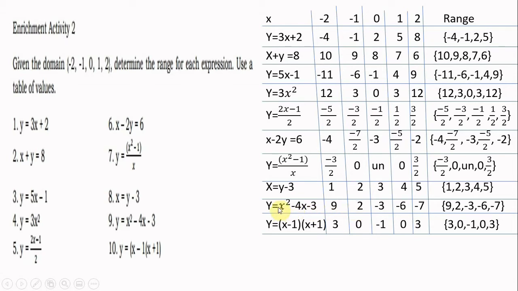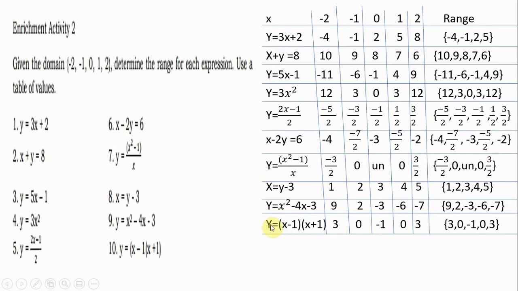When your x is 0, this is 0, this is 0, it equals negative 3. When your x is 1, 1 minus 4, that's negative 3, negative 3 minus 3, that's negative 6. When your x is 2, our y is negative 7.